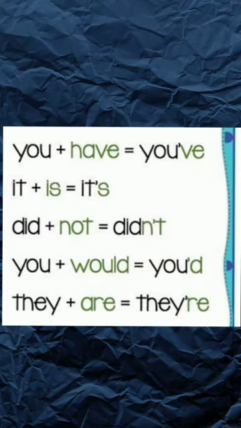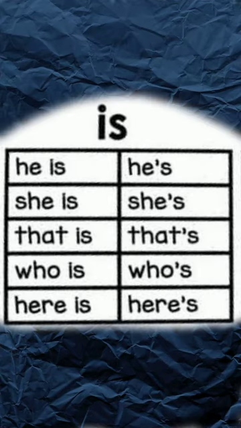Now, children, always remember that am is used with I. I and I alone. I plus am is I'm. You write it as I apostrophe m. The next one is is. He is is written as he apostrophe s. She is, she apostrophe s.